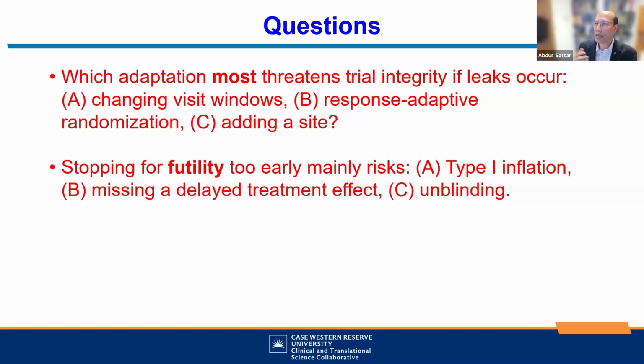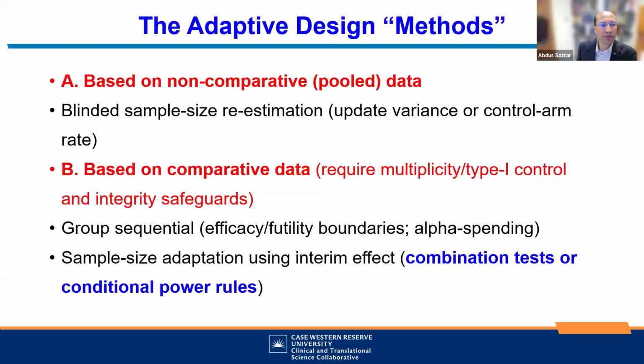It has grave consequences on the trial if we make a mistake. And for stopping for futility, the answer for the second one is B, missing a delayed treatment effect. We can talk more on this later on. So as I mentioned, there are different types of adaptive randomization. We'll go into a little bit more detail here.